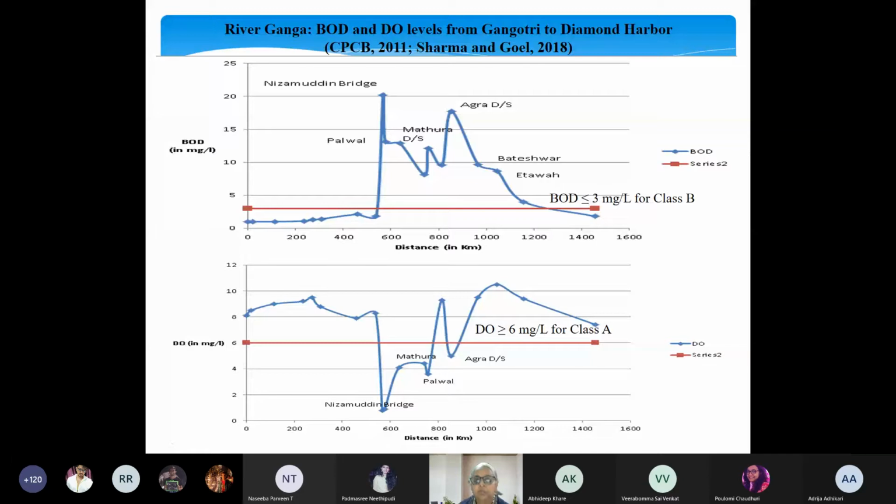So the whole point over here is to give you an idea of the polluted stretches of the river. So you can do this exercise for any river in the country or anywhere else in the world. You can get an idea of which stretch of the river is good quality water and which stretch of the river is poor quality water, based on these two parameters of BOD and DO.